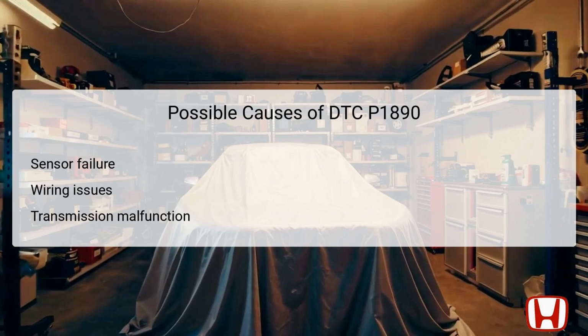Lastly, the transmission itself could be malfunctioning, affecting the drive pulley speed, which could stem from internal wear or issues within the CVT design. Each of these potential causes should be evaluated carefully during the troubleshooting process, as they can significantly impact the vehicle's drivability if left unaddressed.